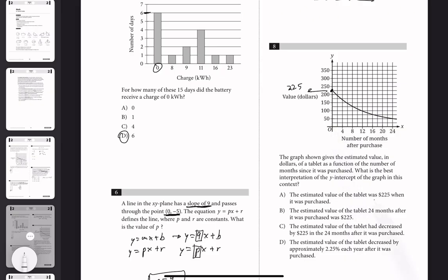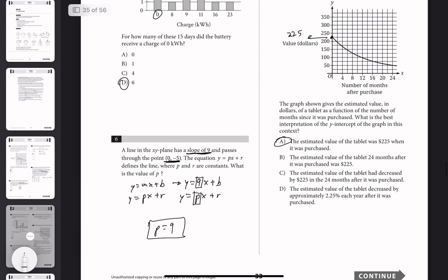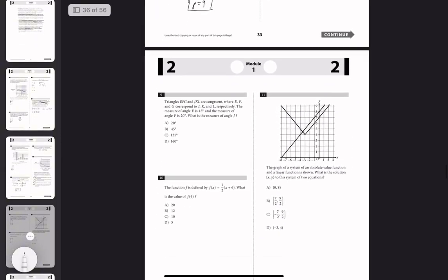The estimated value of the tablet was $225 when it was purchased. That sounds correct. Let's look at the others just to make sure. The estimated value of the tablet 24 months after it was purchased was $225. It wasn't 24 months after. The estimated value of the tablet had decreased by $225 in the 24 months after it was purchased. Also incorrect. The estimated value of the tablet decreased by approximately 2.25% each year after it was purchased. Doesn't say anything about percent there, so A is our answer.